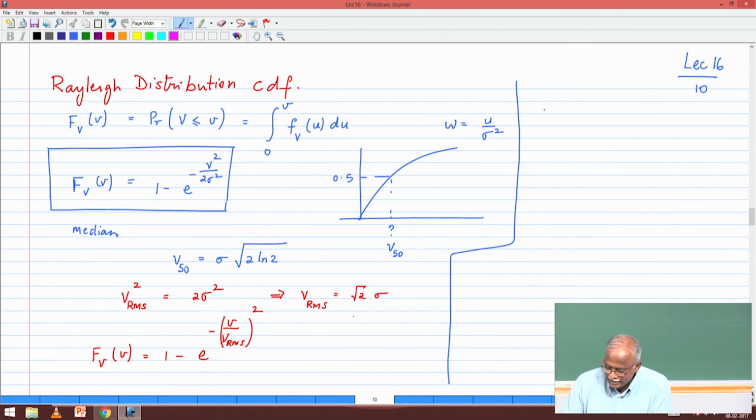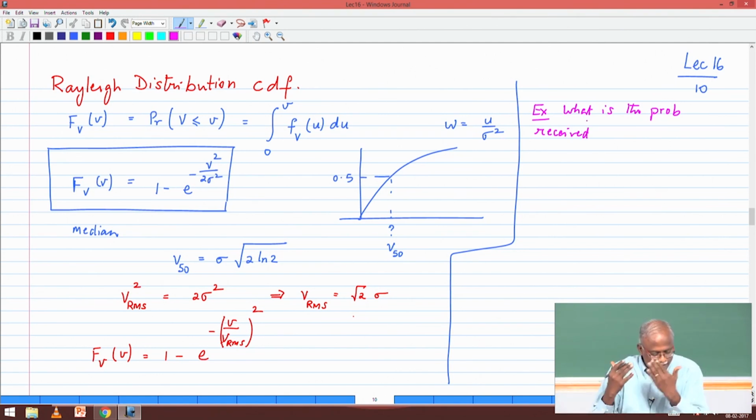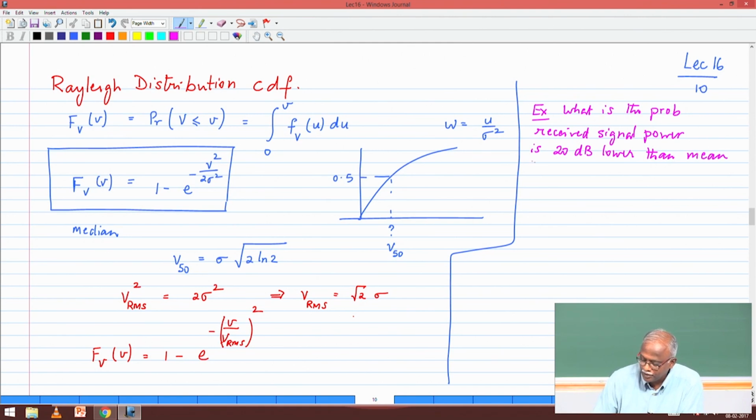So the reason for this is the following example, where the question that is going to be posed to us is: what is the probability that the instantaneous received signal power, so that the received, again instantaneous is understood, it's time varying, at a given time instant, the received signal power is 20 dB lower than the mean signal power.